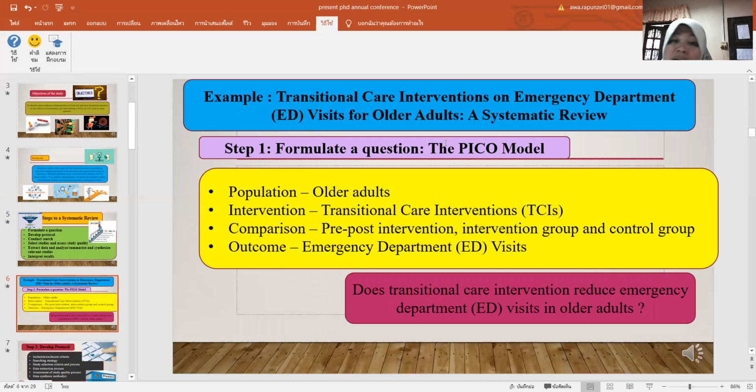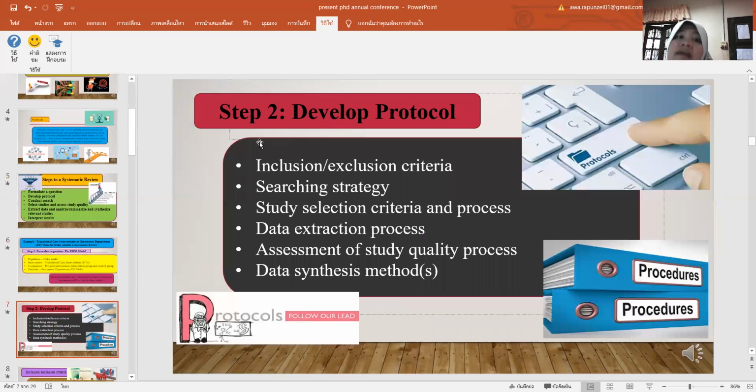Step 1, formulate a question. This study used the PICO model. Population is older adults. Intervention is transitional care interventions. Comparison is both pre-post intervention and also intervention group and control group. Outcome is emergency department visit.